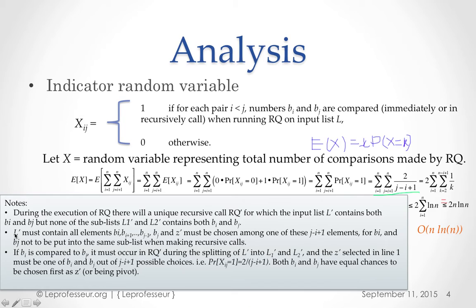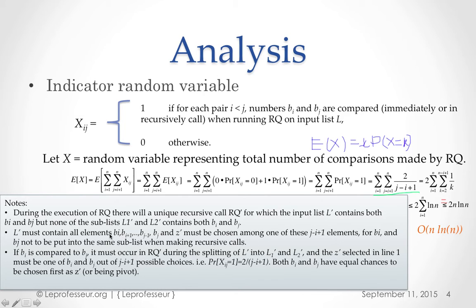Then, second note here, we have that L-tick, your list. It must contain all the elements from Bi up to Bj. Good. And your pivot element, which you're going to choose in your list L-tick, must be chosen among one of the Bi up to Bj, okay, such that it must be chosen among one of these.